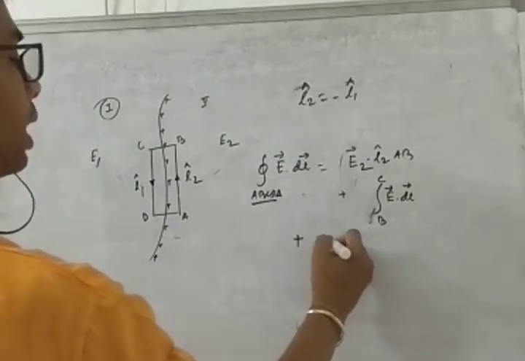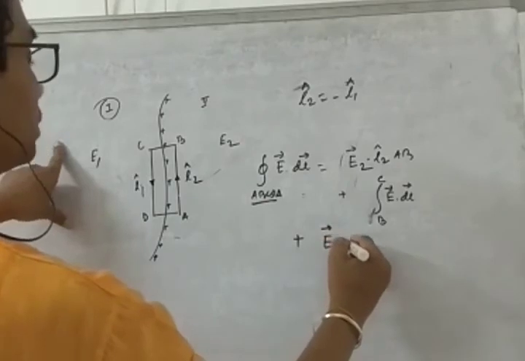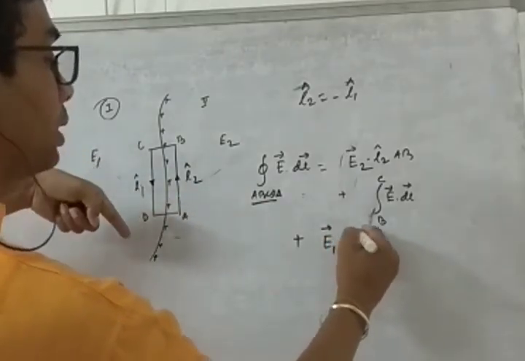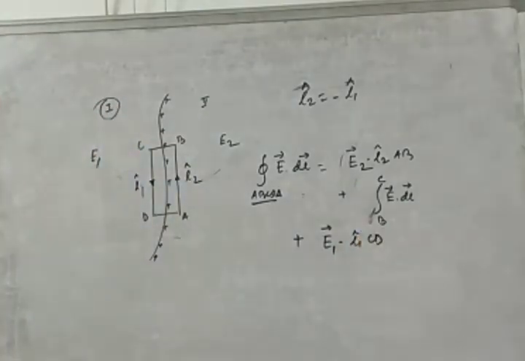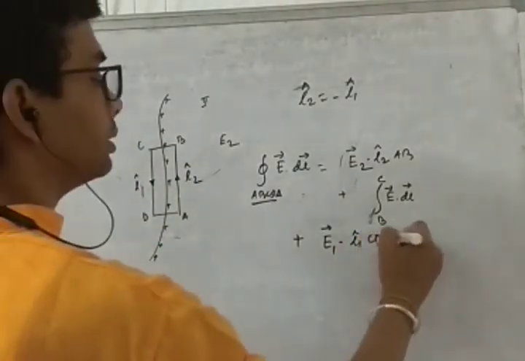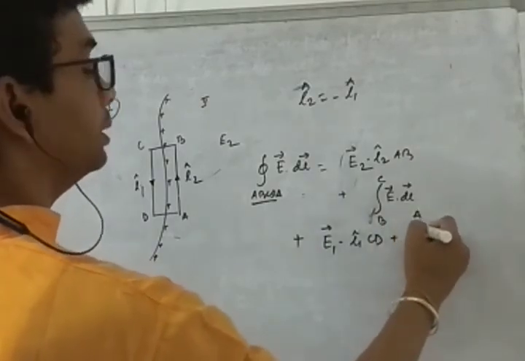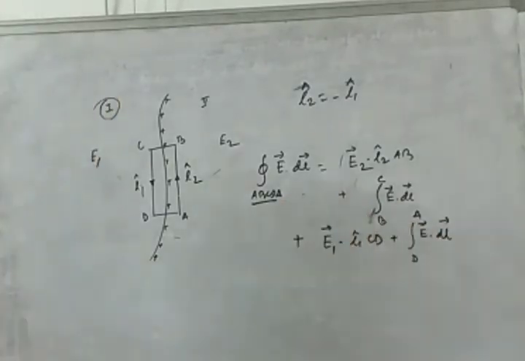Third, again E1. Now this side electric field is E1 dot, from C to D, this is L1 unit vector, length CD, and the fourth part is D to A, E dot DL. These four parts give us the total line integration around the closed path.